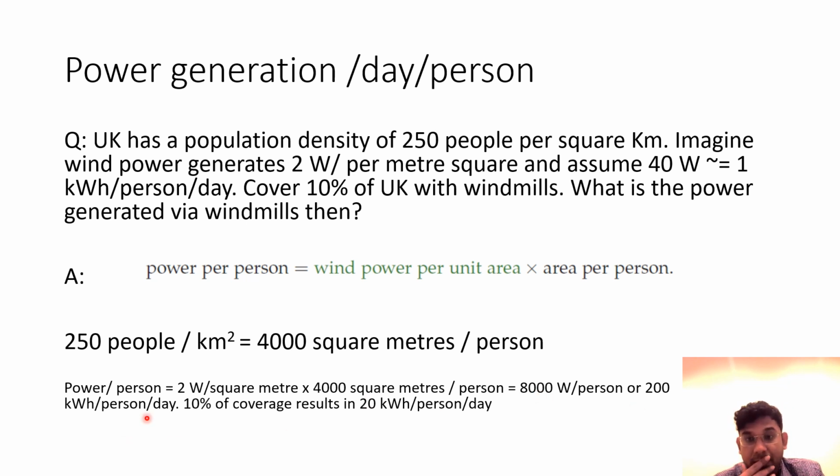As simple as that. Now what I ask you is, that's just if you decide to cover the entire UK, right? So I asked you only to cover 10% of UK with windmills. Then you'll know that 10% of it is 20 kilowatt hour per person per day. Okay, but that's just the mathematical formula and how to derive these things.